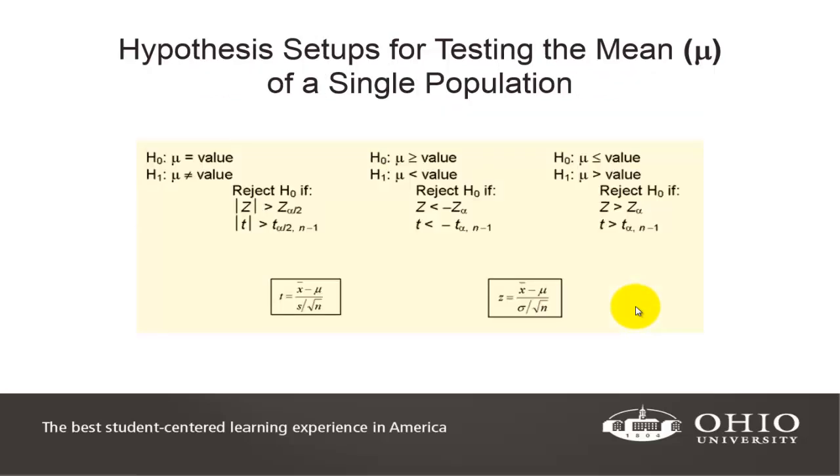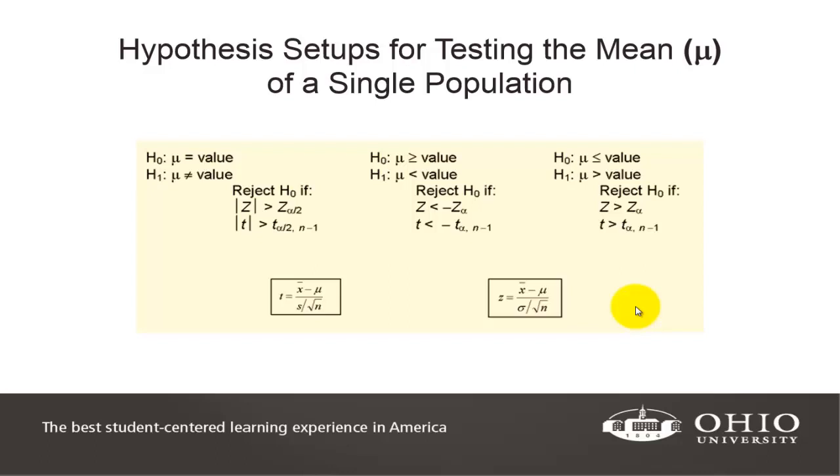Okay, so let's look at some hypothesis testing here for a particular case where we're looking at testing the hypothesis on the mean of a single population. Now, let me start by saying that we can test hypotheses on things other than the mean, and we can test hypotheses on more than one population. So we can compare the means of two populations, for example.